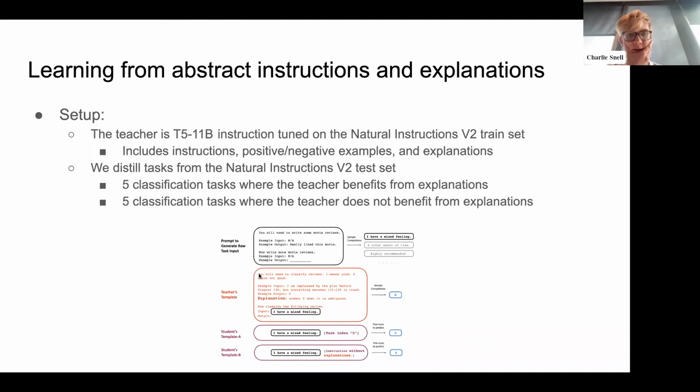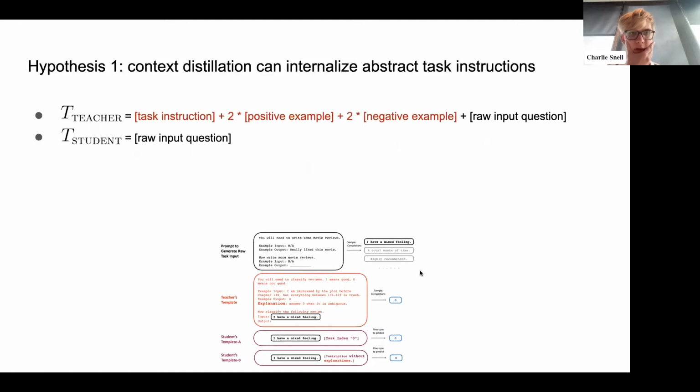Our goal is going to be to distill what we would call abstract instructions, which is the instruction of the prompt, into a student model. To do this, we're first going to state the hypothesis that context distillation can internalize these instructions. To test this, we create a teacher prompt that has the instruction, 2 positive and negative examples, followed by the actual input, and the student, which has none of this information, just the input. So we're supposed to distill all the tokens in this abstract instruction prompt into the student.